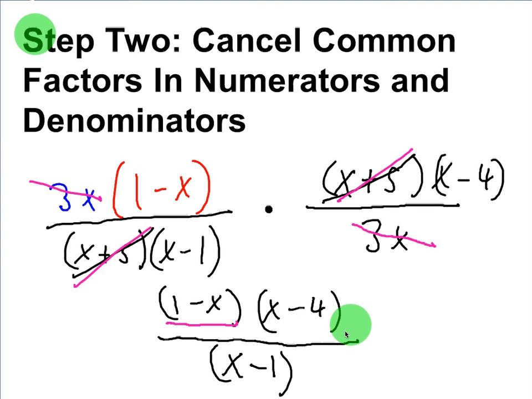So let me read this. 1 minus x times x minus 4 over x minus 1. Is there anything in there that looks similar? Yeah, 1 minus x and x minus 1. I'm going to start with just numbers, and I want you guys to pick out a pattern and relate 1 minus x to x minus 1. So let's do a new page.